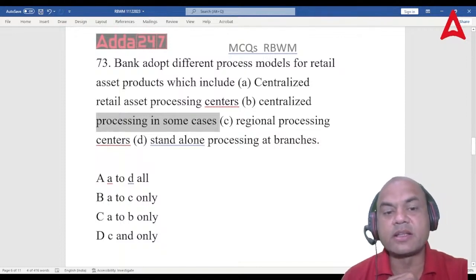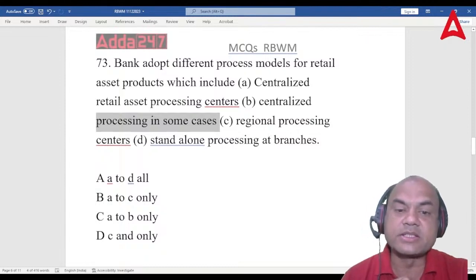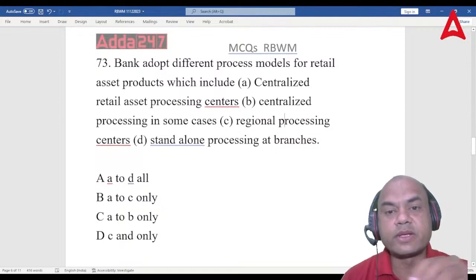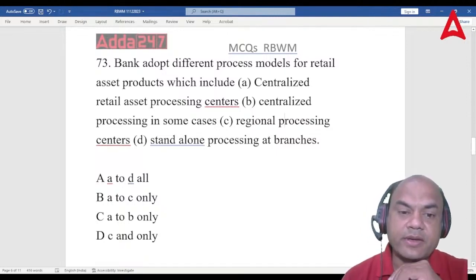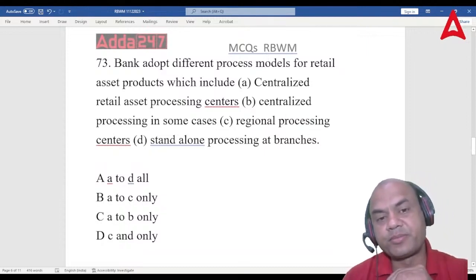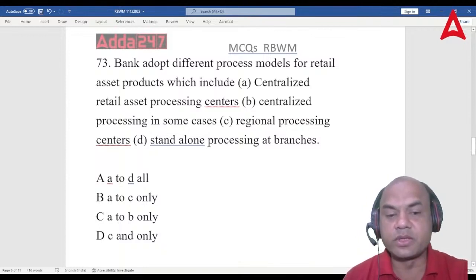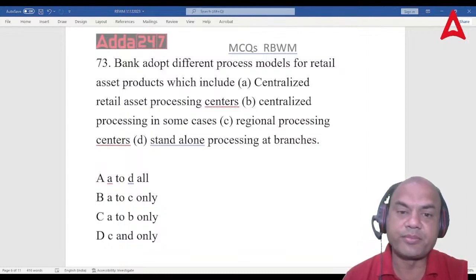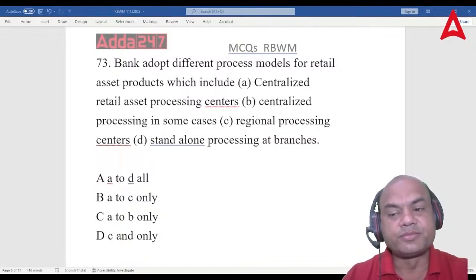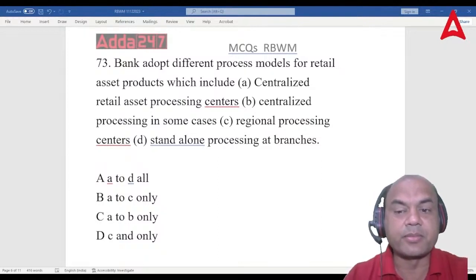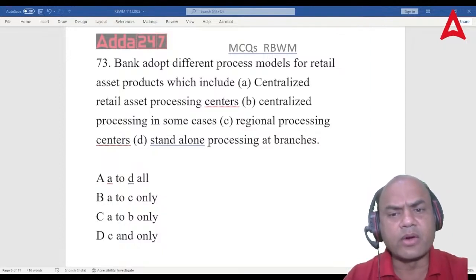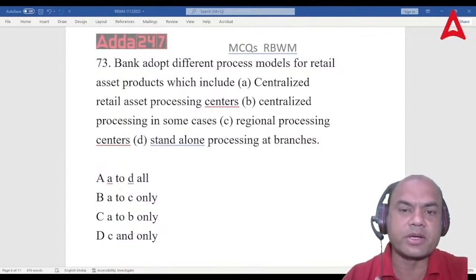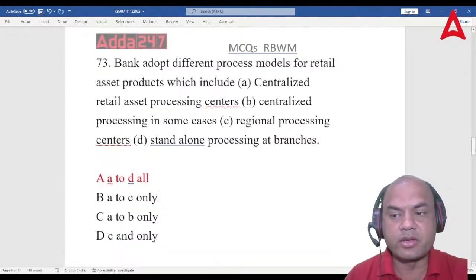Regional means we have various processing centers in various regions, north, east, west, south. Standalone processing at branches means at the branch level. What is the answer? A to D all, A to C only, A to B only, or C and D only. Sometimes there is only retail asset, sometimes centralization is done for all the products. Nowadays almost all the products are centralized. So the answer is A to D all. Okay, got it? Next one.